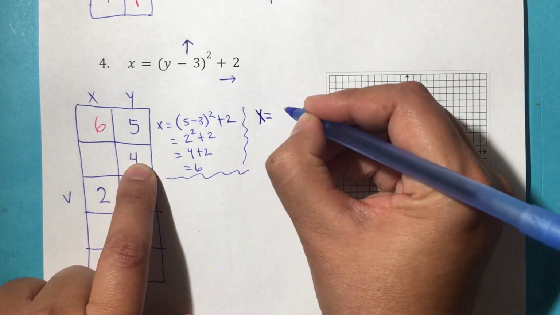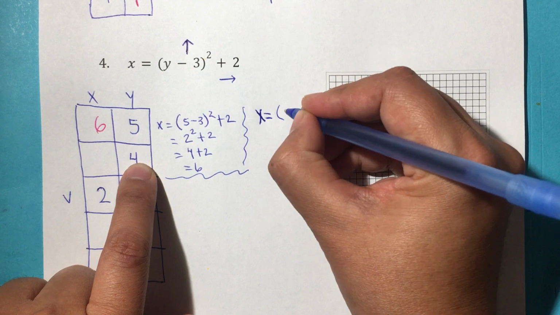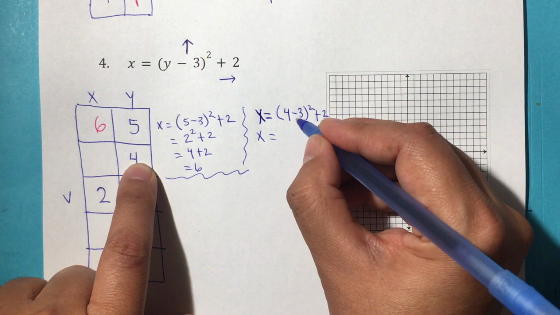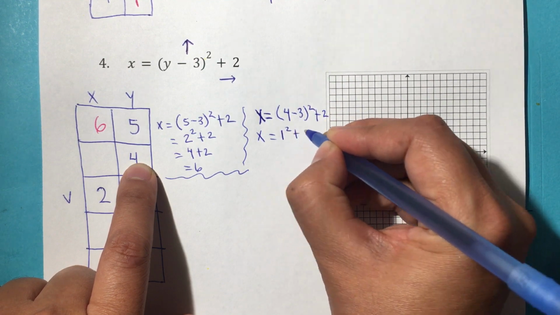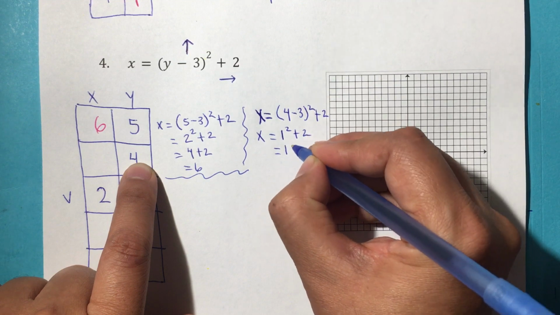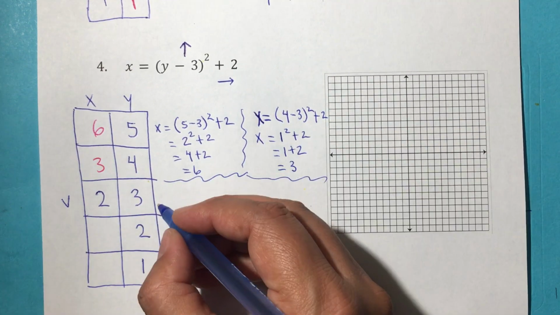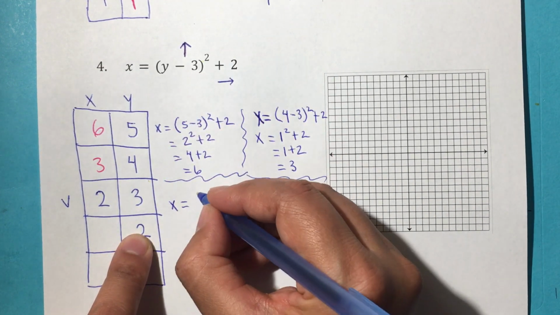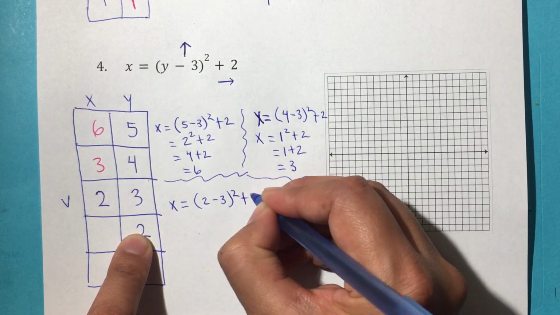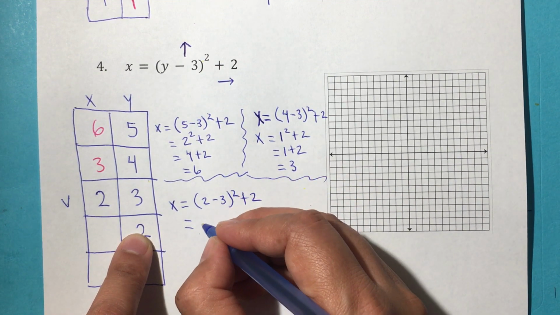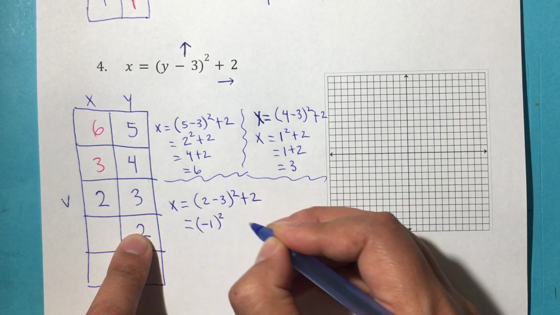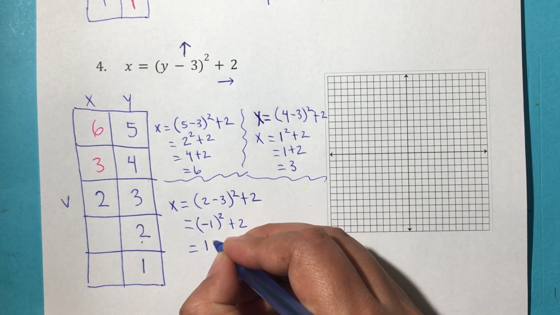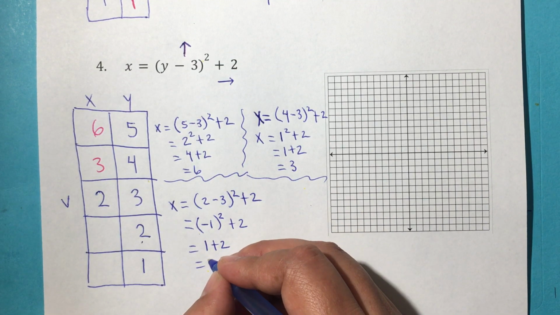For number 4, x is equal to 4 minus 3 squared plus 2. 4 minus 3 is 1 squared plus 2. 1 times 1 is 1, plus 2 gives us 3. The next one is 2 for y. We're going to substitute y with a 2. So 2 minus 3 squared plus 2. 2 minus 3 is negative 1. Because it's negative, we put it between parentheses. Plus 2. Negative 1 times negative 1 is positive 1, plus 2. And 1 plus 2 is 3.